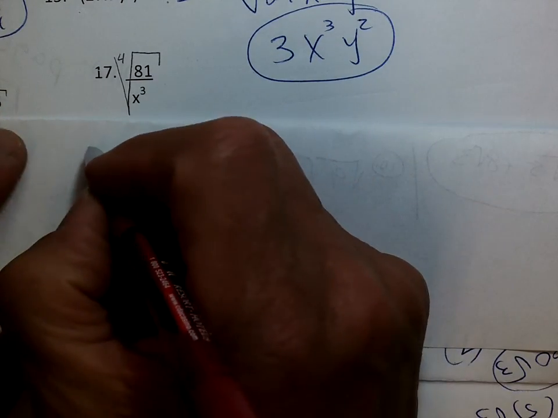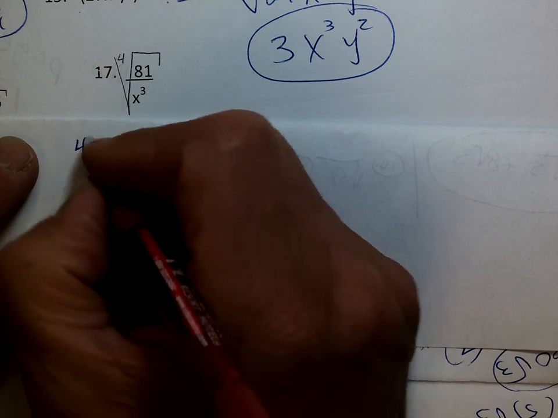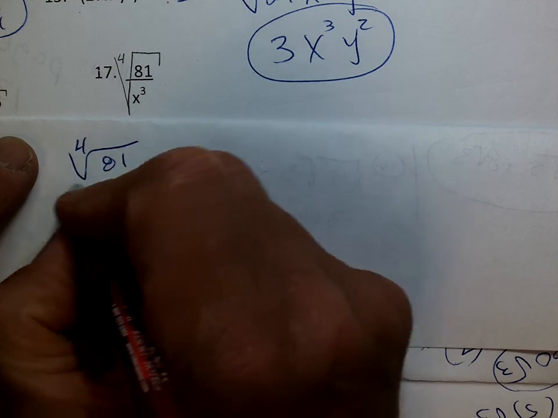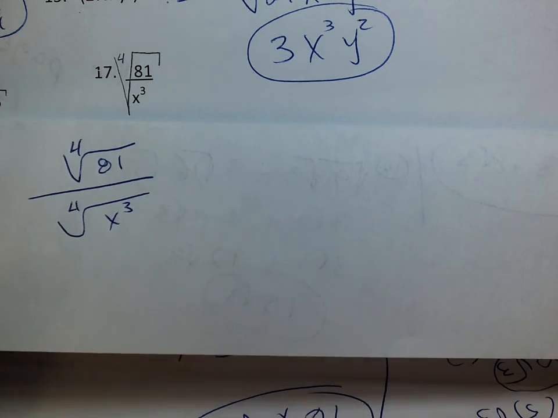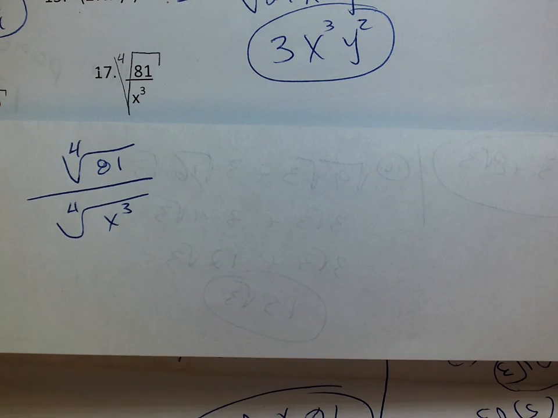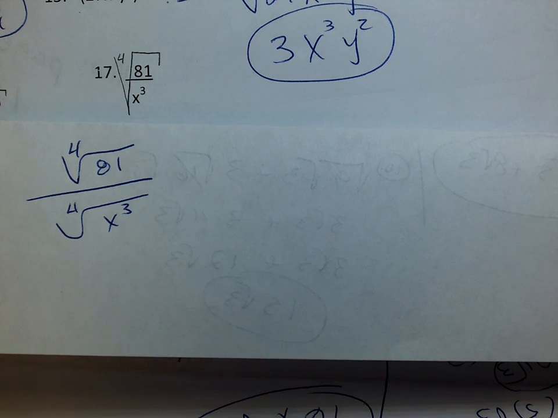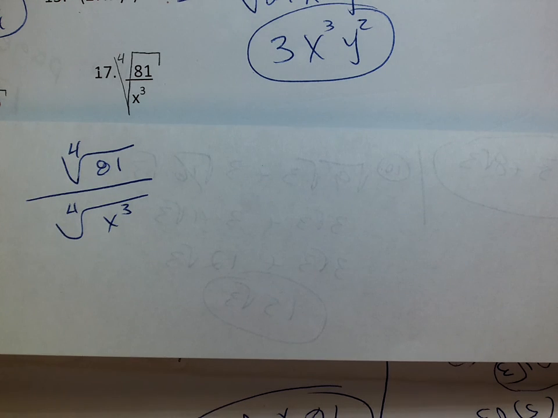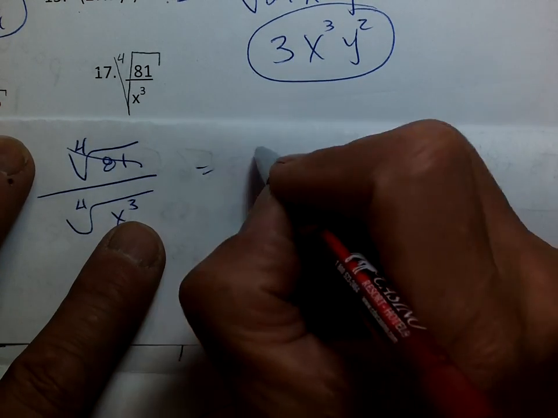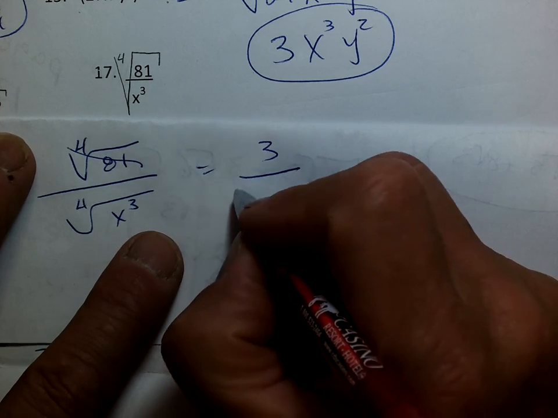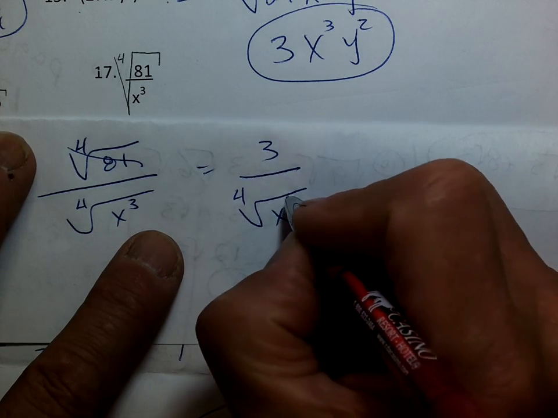We've got the 4th root of 81 over the 4th root of x cubed. Okay, let's see. 81. But it's 3. 3 times 3 is 9, times 3 is 27, times 3 is 81. How many 3's did I say? 4 of them. So the 4th root of 81 is 3 over the 4th root of x cubed, right?